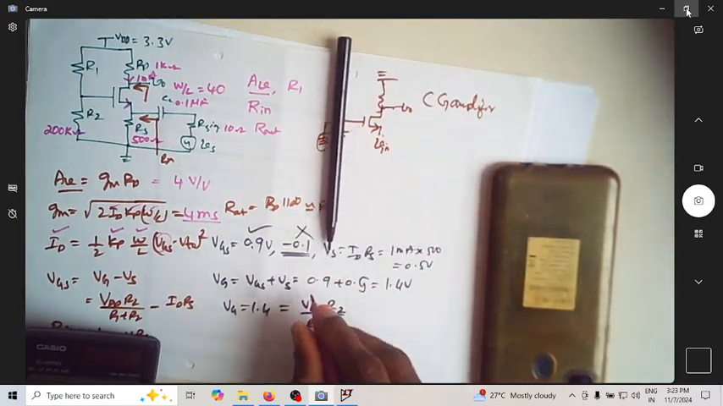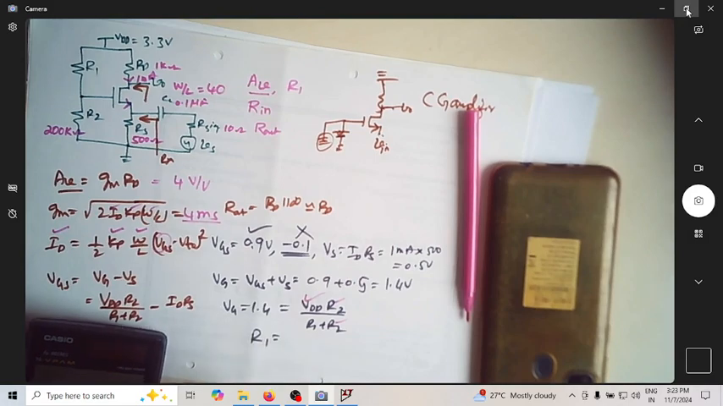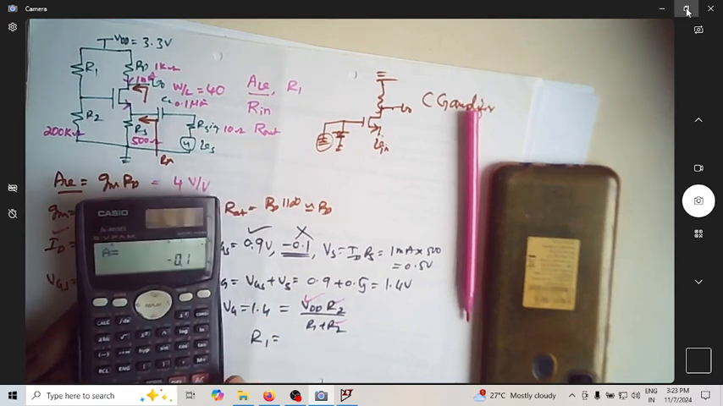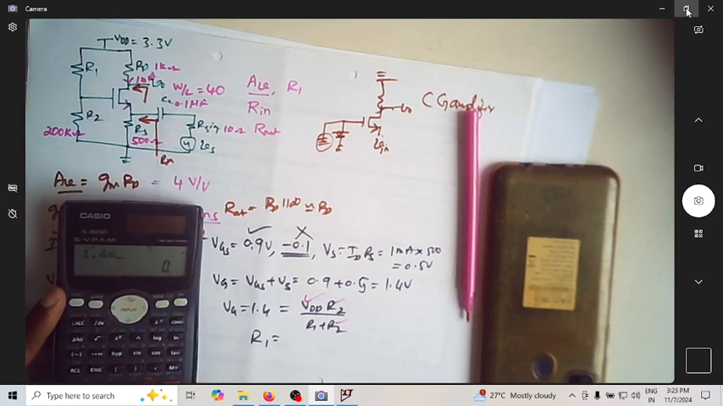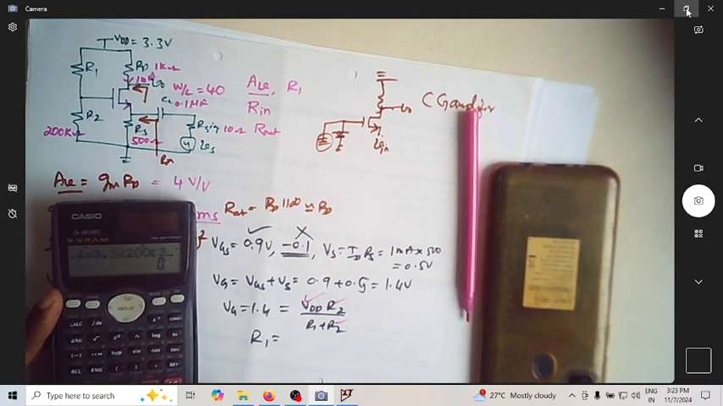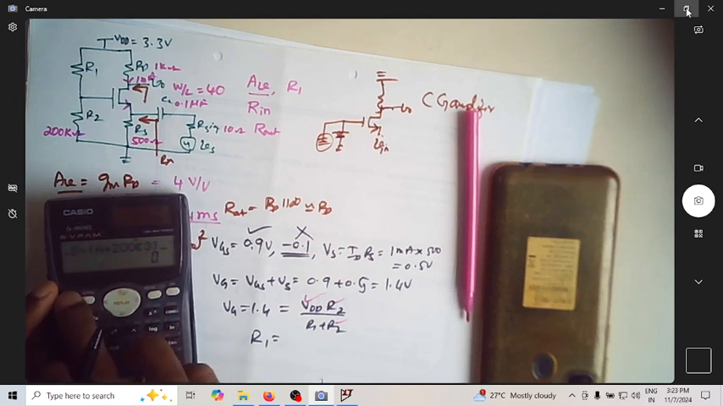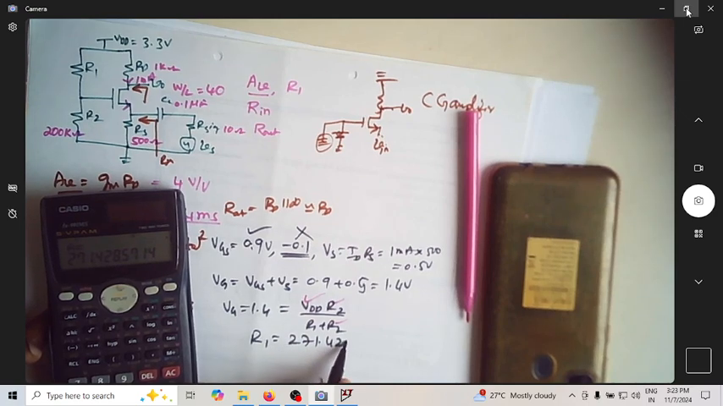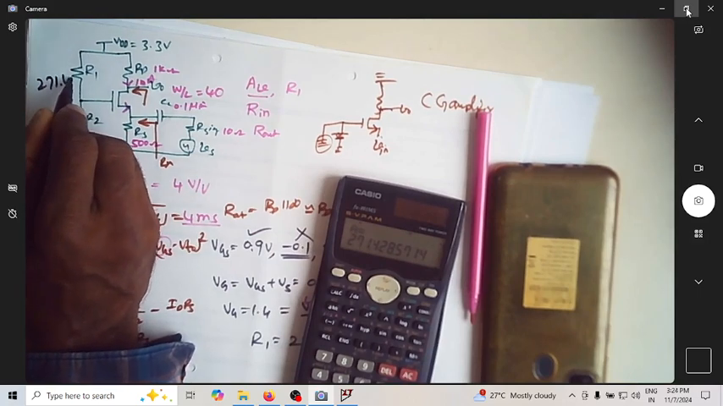In this, we know VDD, we know R2, and we have to find R1. So what is R1? I can make this equation 1.4 equals 3.3 into 200e3 divided by (R1 plus 200e3). So I'll get the value of R1 as 271.42 kilo ohms.